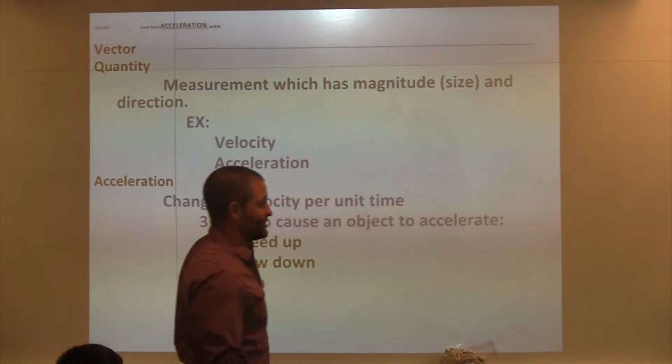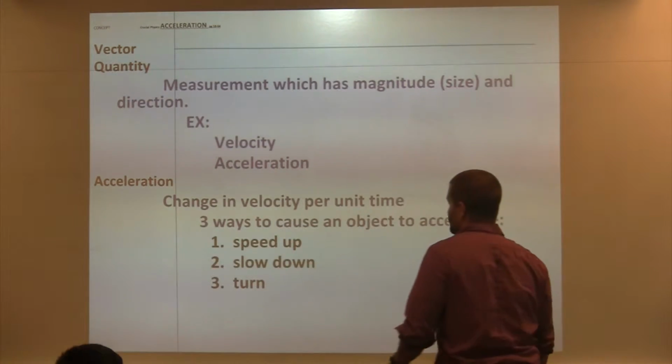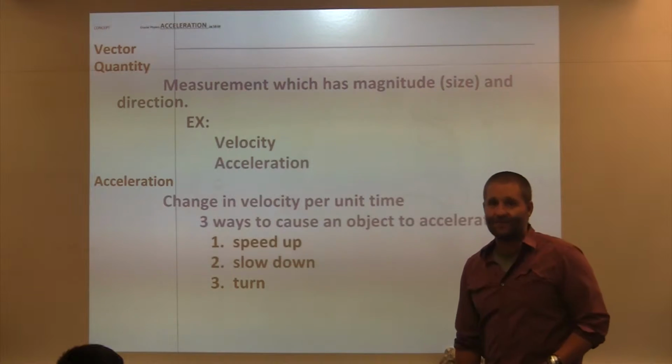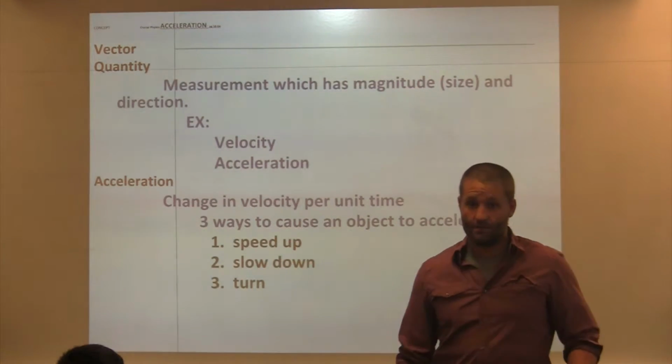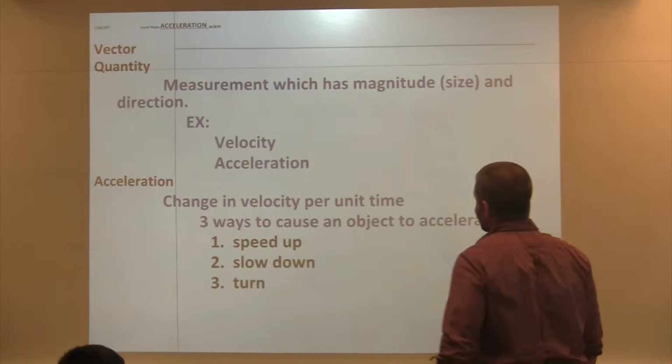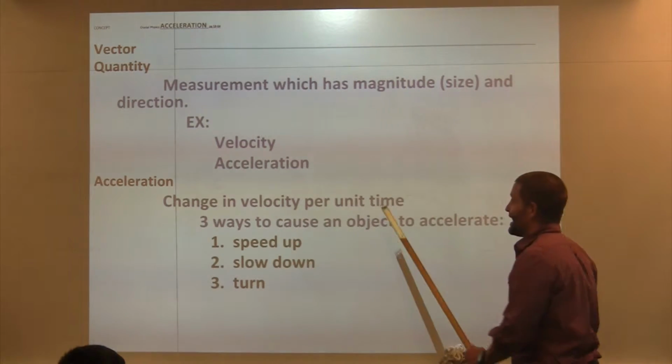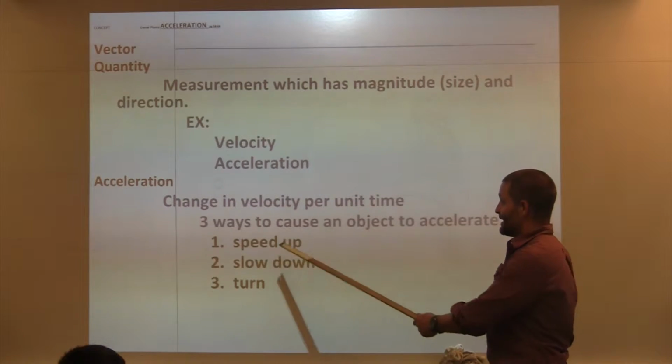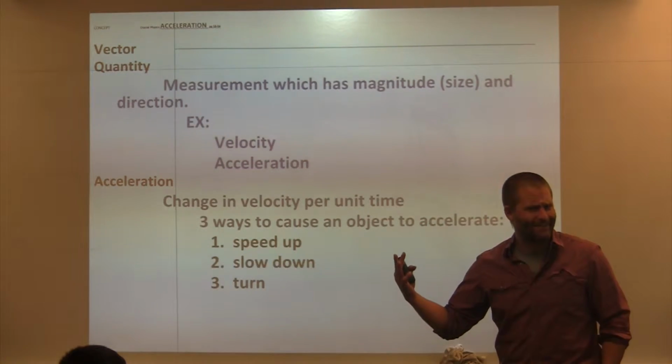Speed, do you have to have a direction? No, because it doesn't go negative miles per hour. You guys with me? And if you put it in reverse, it doesn't go negative miles per hour. So, three ways to change your velocity per unit of time. How to change your velocity: speed up, slow down, common sense, right?